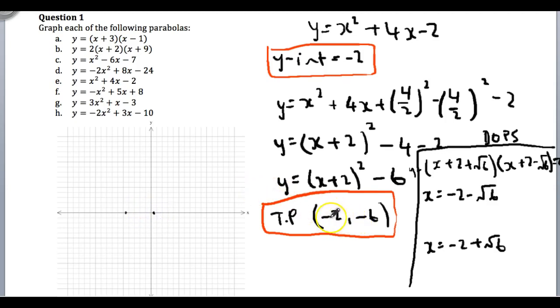And I know my turning point is at -2, which is good because otherwise I've made a mistake doing my halfway point, and then -6, which is here. And my y-intercept is at -2. So everything's matching quite well, which is good. Okay, so let's sketch. Remember, if you wanted to do it symmetrical, just put the other point on. Doesn't have to be exact. Oh, look at that, that's terrible.